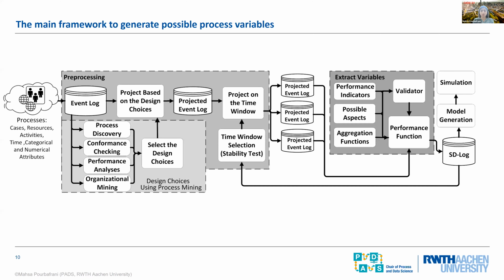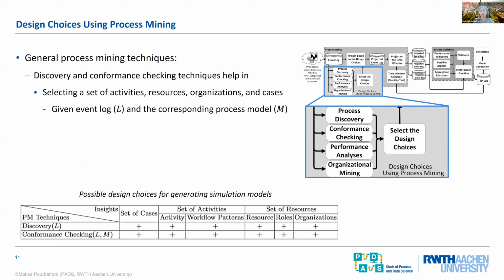Here we consider the process mining techniques in two main categories: discovery, where the input is only the event log, and conformance checking, where the input is the event log and the model. So as the output of these two general techniques, we have a set of cases, a set of activities, or a set of resources. This is what we can get from the general backward-looking process mining, right? And then all these are the insights that can help you provide a decision point to create your higher level log and, at the end, a higher level simulation model.